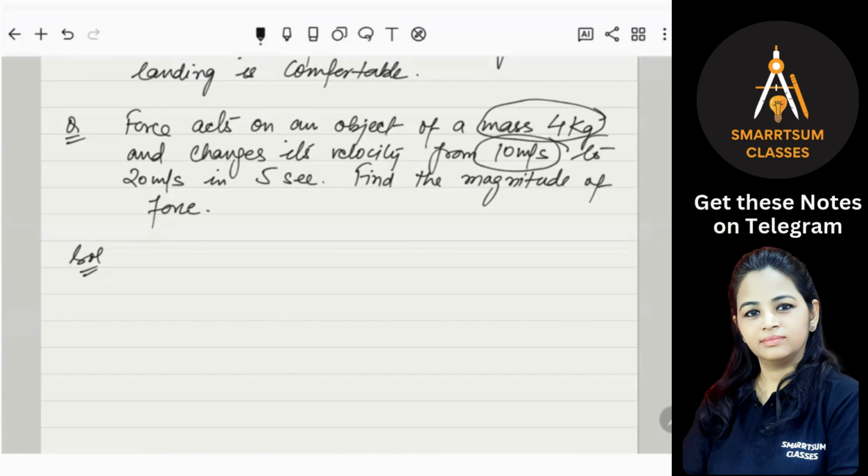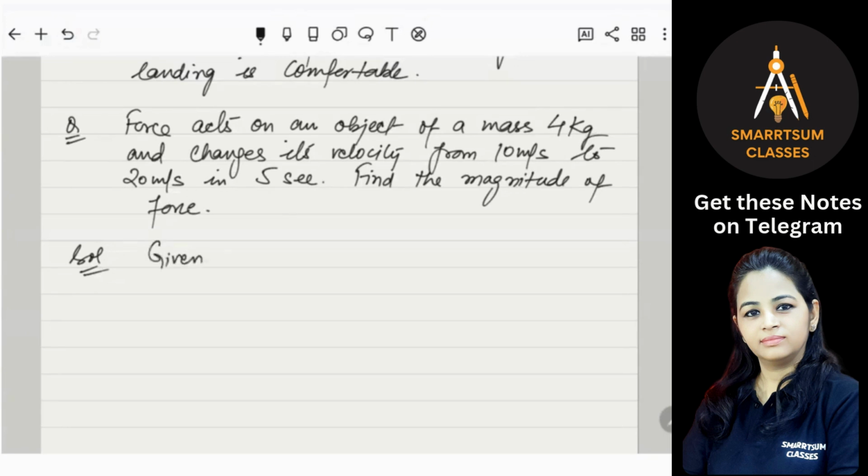So initially it is moving with the velocity 10 meter per second, right? A force is acting on it and its velocity gets changed to 20 meter per second. So this is the final velocity. And in how much time does this change happen? In 5 seconds. Are you getting that? Okay. So write down first what is given to you.